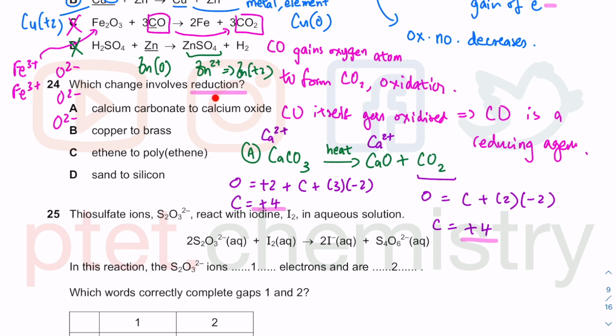You are looking for reduction. You're looking for one part of redox. A is not a redox. This is just thermal decomposition of group 2 carbonate to the oxide.